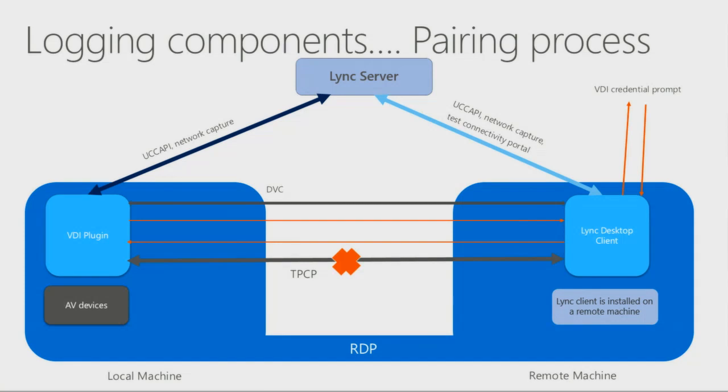The client, the VDI plugin on the local machine, also has its own UCC API, and of course you can take a network capture. That will help us see why exactly the final pairing didn't happen, why that green checkbox on the full desktop client didn't show up. This is more to explain how we can troubleshoot, how we can grab the logs, and how we can analyze them.